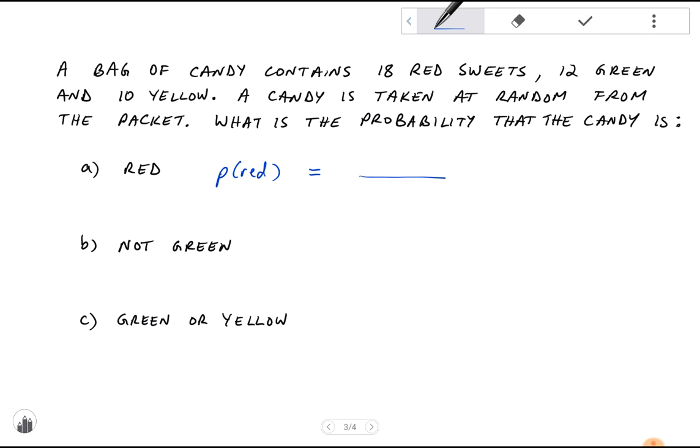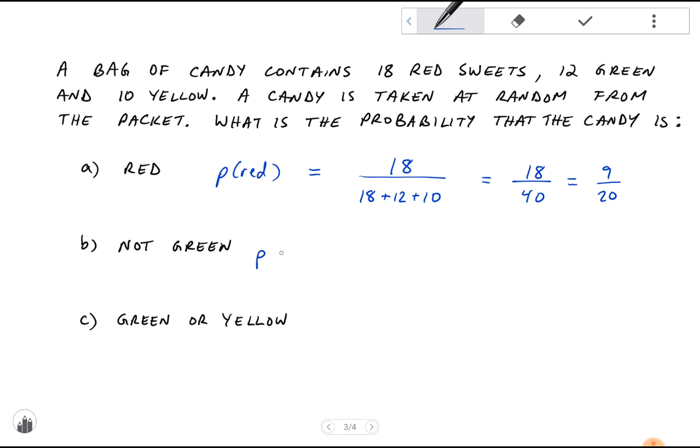We want to know how many reds are there divided by what are the total amount. So we need to add them up first. We have 18 red and 12 green and 10 yellow. If we add those up, we get 40. On top, red, how many red are there? 18. So 18 out of 40. And we need to simplify 18 out of 40. If we divide both by 2, we'll get 9 out of 20. So the probability of pulling a red sweet out of the bag is 9 out of 20.